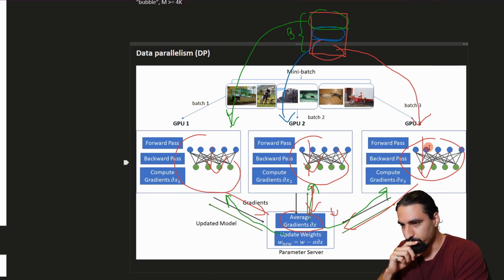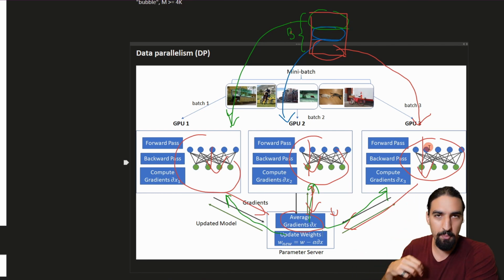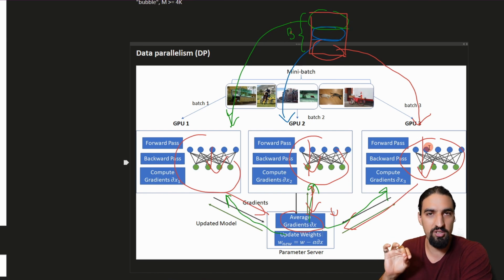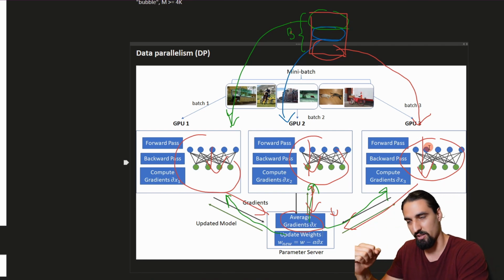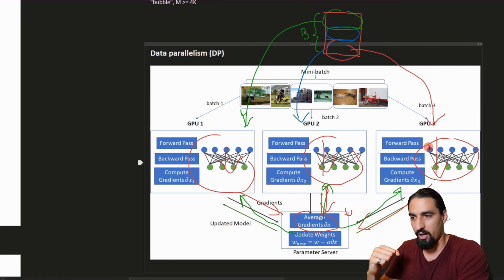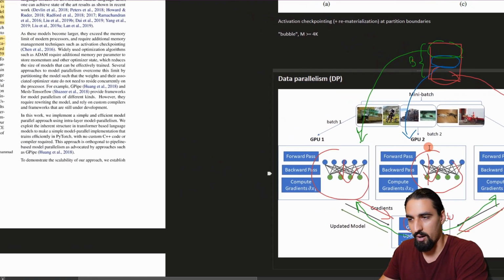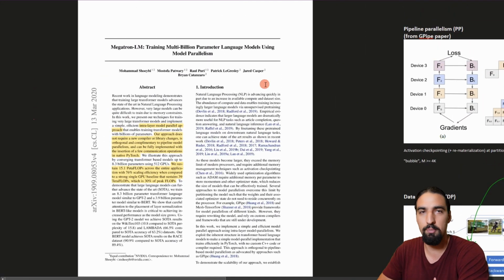So what's the problem with this idea? The underlying presupposition here is that all of these networks can fit into a single device, which is the problem, because we know that our models are much bigger and usually cannot fit into a single device. So what do we do then? Well, then we do things such as model parallelism. So that's the data parallelism, and I'm going to show you the model parallelism idea.